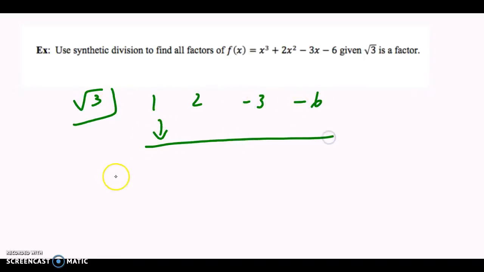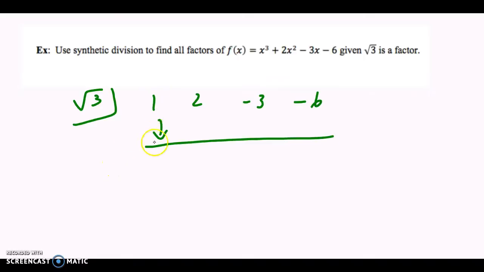Let's use synthetic division to find all factors where root 3 is a factor. Oh, interesting. Now, if root 3 is a factor, it looks like I'm going to have to do this. And that's going to be weird, but let's try it. Let's do a 1, a 2, a negative 3, and a negative 6 for the synthetic division. And let's see what we get here.